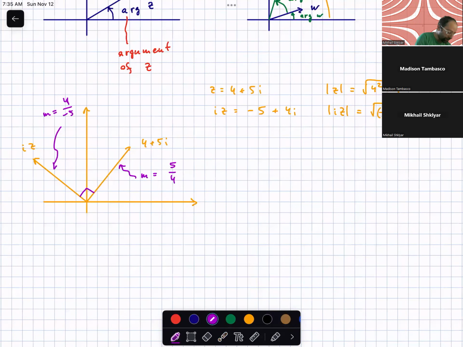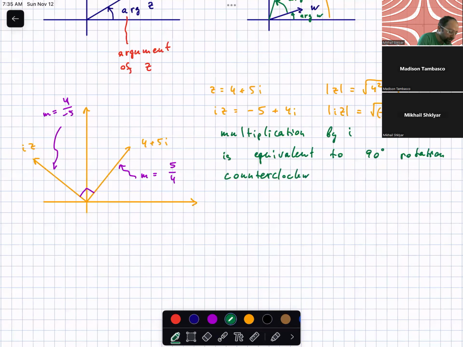So we can conclude that multiplication by i is equivalent to a 90-degree rotation counterclockwise about the origin. And that's it, because there's no scaling. The magnitude is the same.